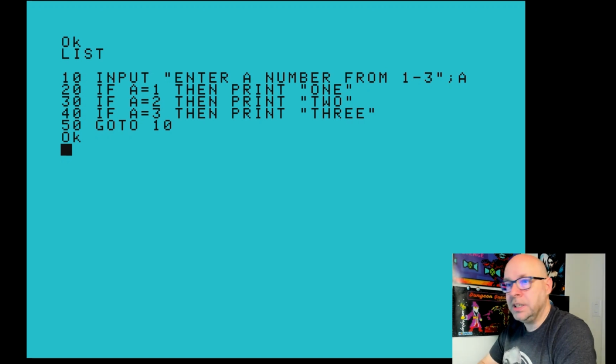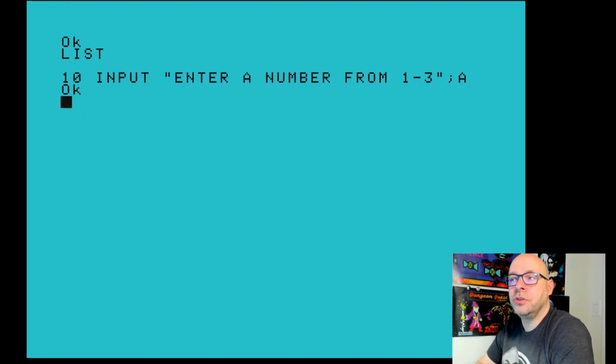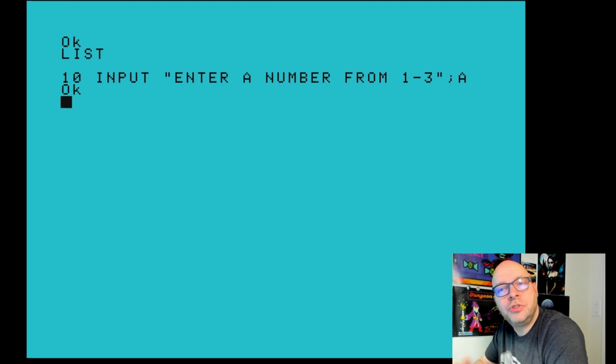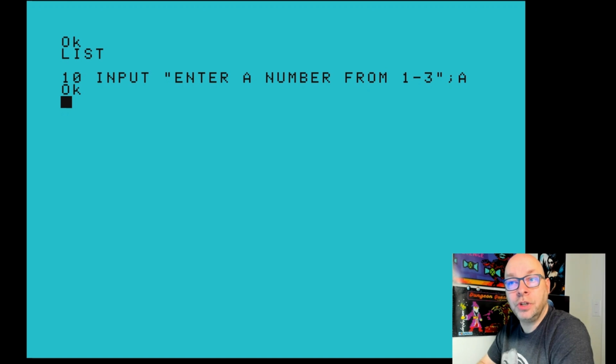So I'm going to delete lines 20, 30, 40, and 50. And now here is our program listing asking us to enter a number. So this time what we're going to do is use a logical comparator statement, in this case an AND statement, to check the value that's in the A variable and perform certain actions. So we can do this all actually in one single line.